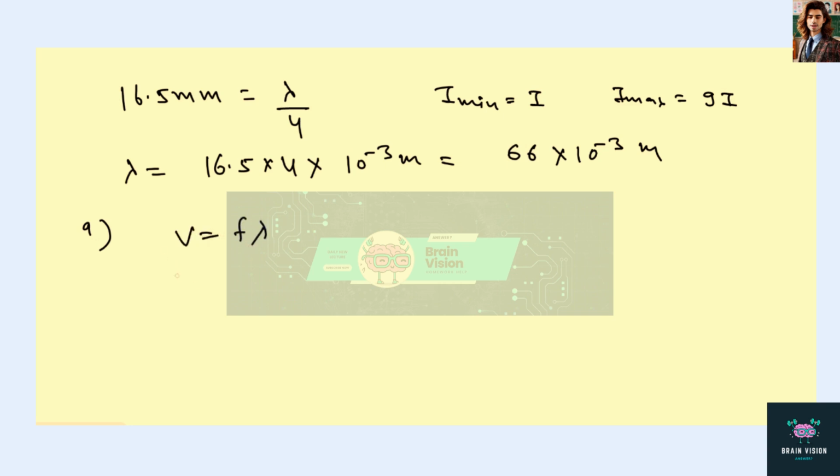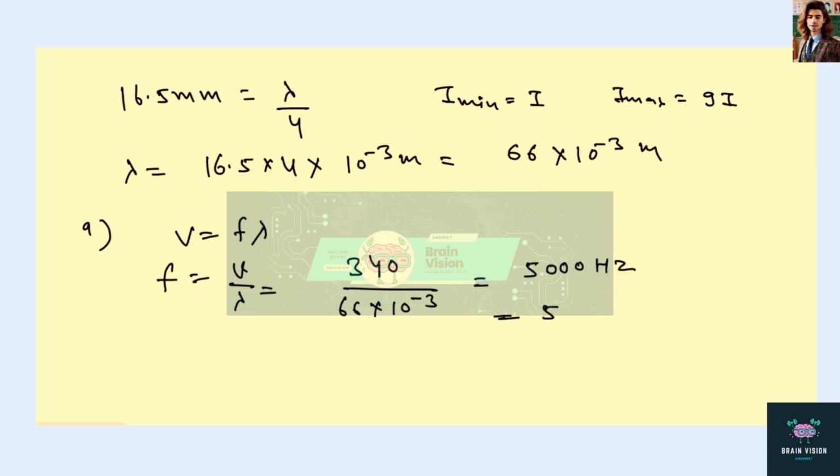We know that velocity is equal to frequency multiplied by wavelength. So frequency will be velocity divided by wavelength. The velocity of sound is 340 meter per second, divided by the wavelength we found, 66 multiplied by 10 raised to the power minus 3. So it will be 5000 hertz, or we can say 5 kilohertz. This will be the answer of part A of this question.